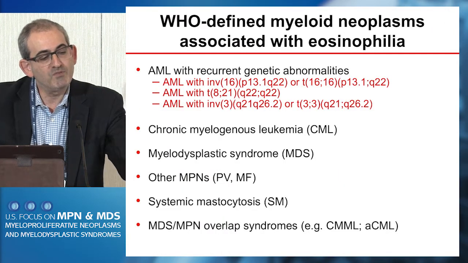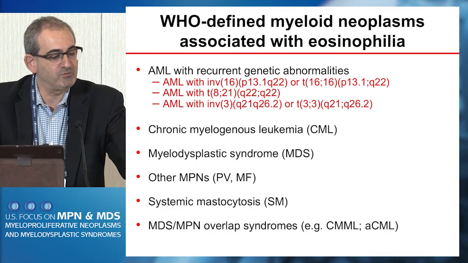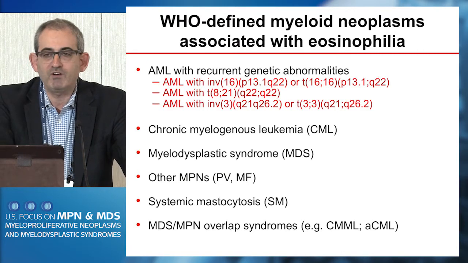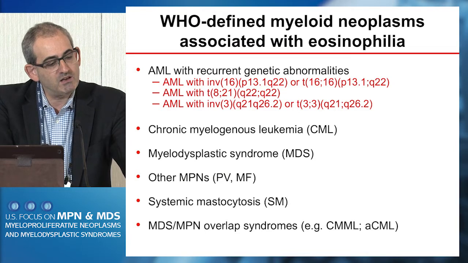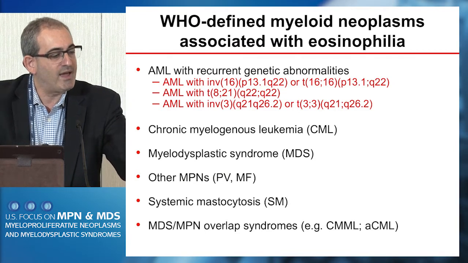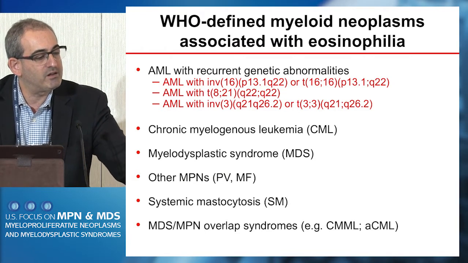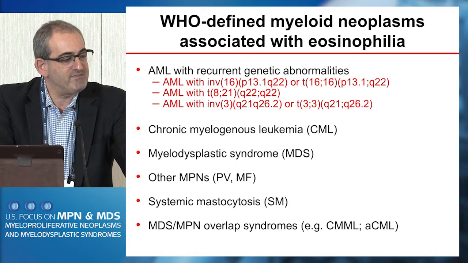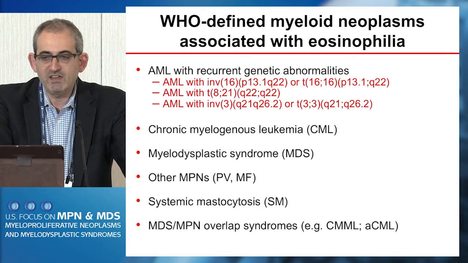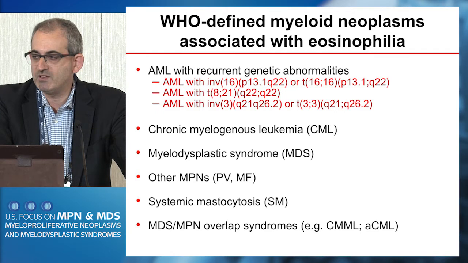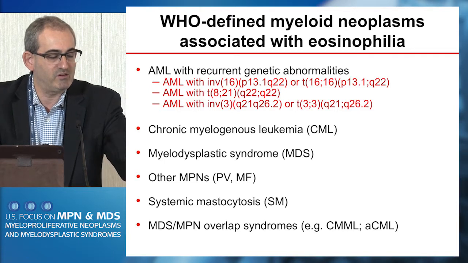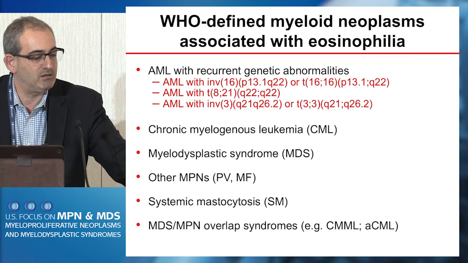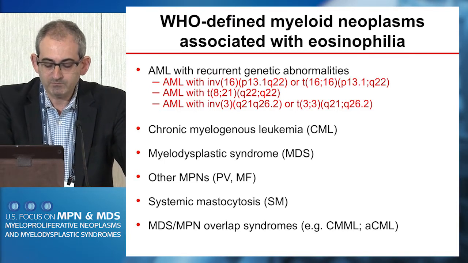Okay, now we're moving away from the rearrangements associated with eosinophilia to those defined myeloid neoplasms associated with eosinophilia. These are entities that I think the audience is very familiar with. So AML with recurrent genetic abnormalities, such as, by FAB, the M4EO. CML, of course, is well known to be associated with eosinophilia and basophilia, MDS, other MPNs, mast cell disease, and of course MDS-MPN overlap syndromes, including CMML and atypical CML.